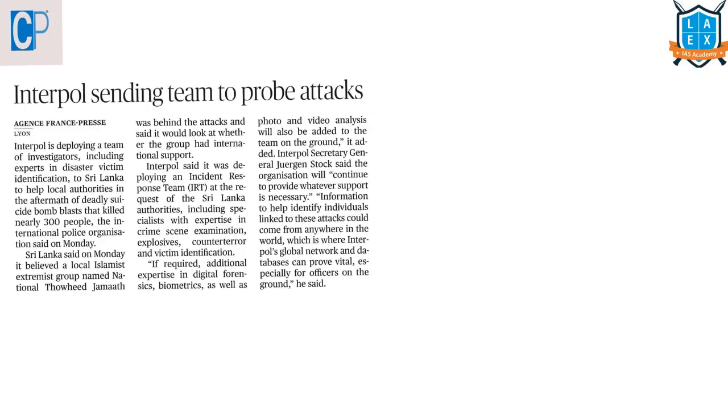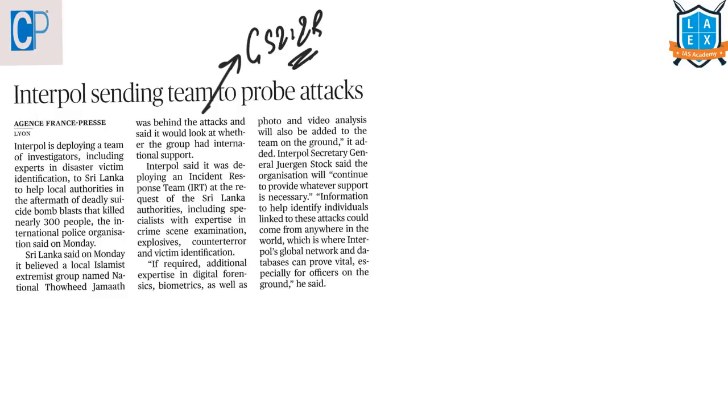The next article is Interpol sending team to probe attacks. This article comes under GS paper 2 under the topic of international relations. Here, post these deadly suicide bomb blasts that killed nearly 300 people, Interpol is deploying a team to help the local authorities in Sri Lanka.